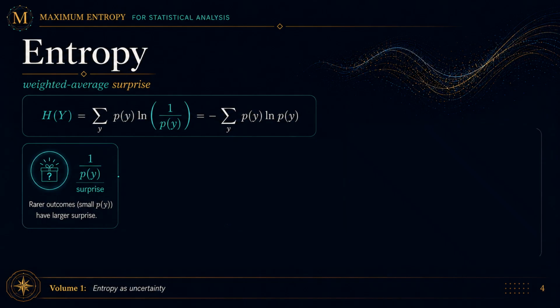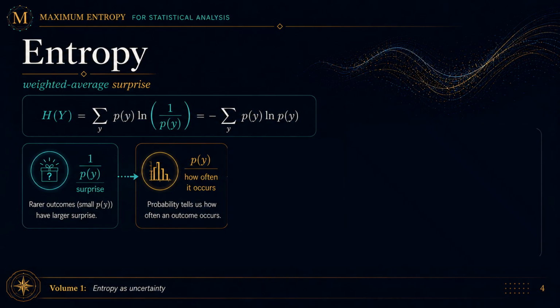Now, if we look at a lot of instances of y, how often will we be surprised by 1 over p of y? When will we experience that much surprise? Well, we experience that much surprise whenever y happens, which happens with probability p of y. Okay. So hopefully you see where these terms are in the expression for entropy.